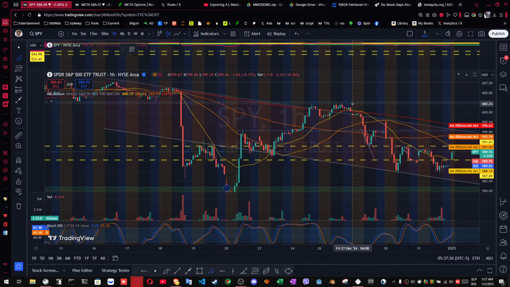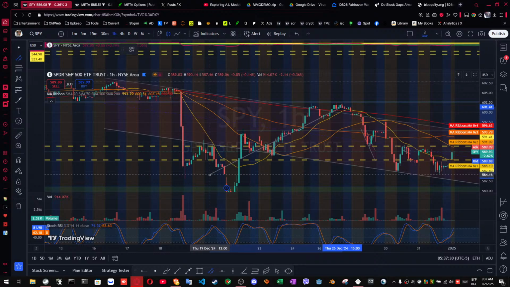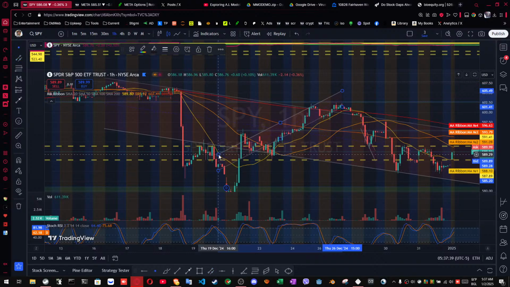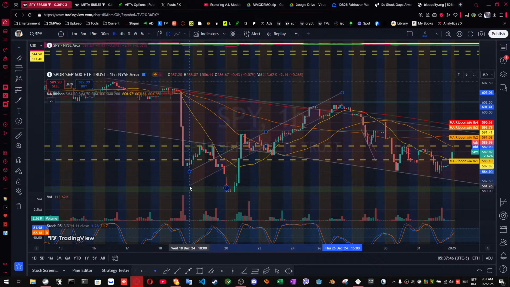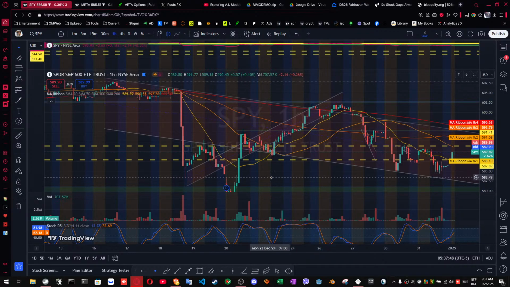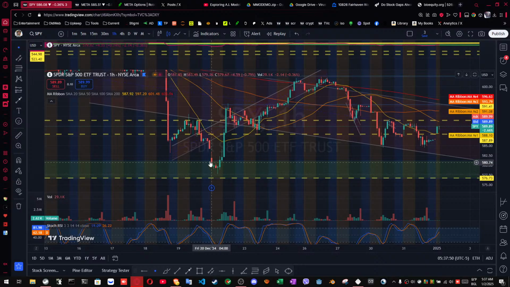A little messy, but human emotions tend to mess up consistency. Drop down. There's your gap down. And we had a bullish move up.